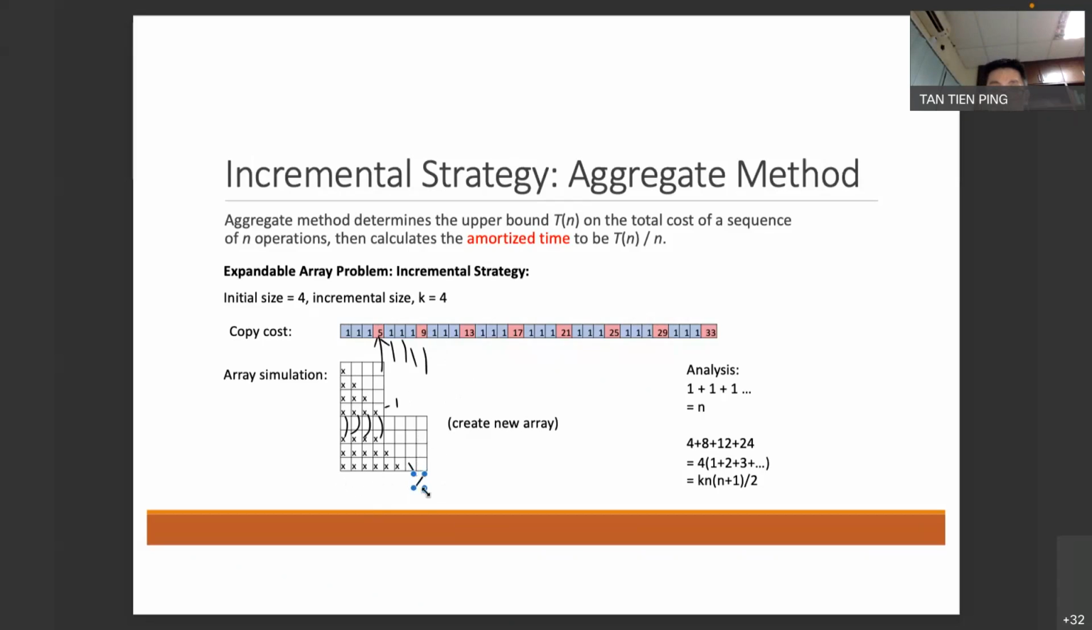So if we plus 1 over here, just like just now we plus 1. And then what else? We have to copy to the new array, which is twice this size. So that is why the cost of this is 9. You have to copy all the items to the new array.